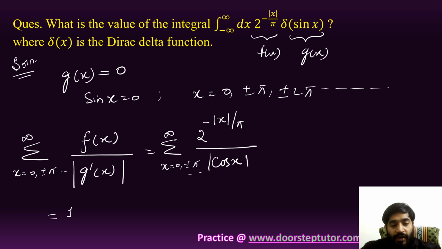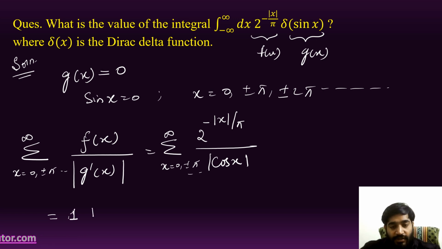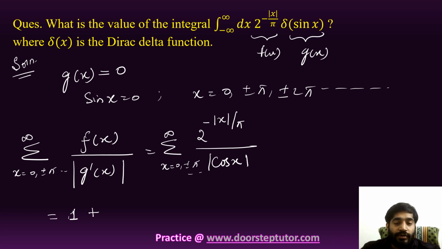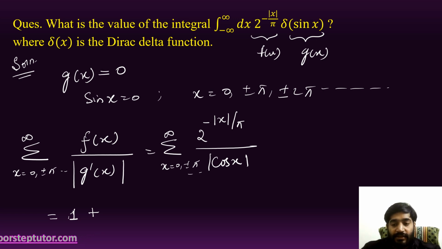If you put x equals to 0, we start from 0 now. So x equals to 0, 2 to the power 0 is 1, and 1 over cos 0 is also 1. If you put the value after 0, it's going to be the pi. So whether you put plus pi or minus pi, it's a mod, so it's not going to be affected. So it's going to be 2 to the power minus 1, isn't it?